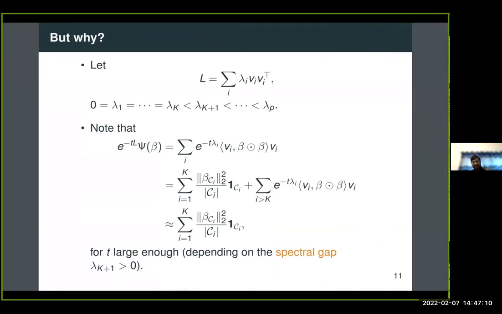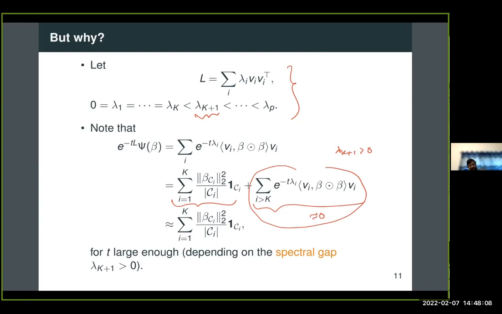Okay, but why? Okay, so let's see a quick justification why it should induce group sparsity. So let's take the spectral decomposition. Let's say that you have exactly k connected components in your graph. And so this is the spectral decomposition of L. The smallest k eigenvalues are 0. And this is the spectral gap. Okay. So let's compute e to the minus tL of psi beta. If you compute, we can take the first k components, and they would give you this, because the eigenvalues are all 0, and the rest of the terms are this. Now, if the eigengap, which is lambda_{k+1}, is positive, it is positive in this situation. For t large enough, this should be approximated by this quantity. This second term should be negligible, if t is large enough, depending on the spectral gap.